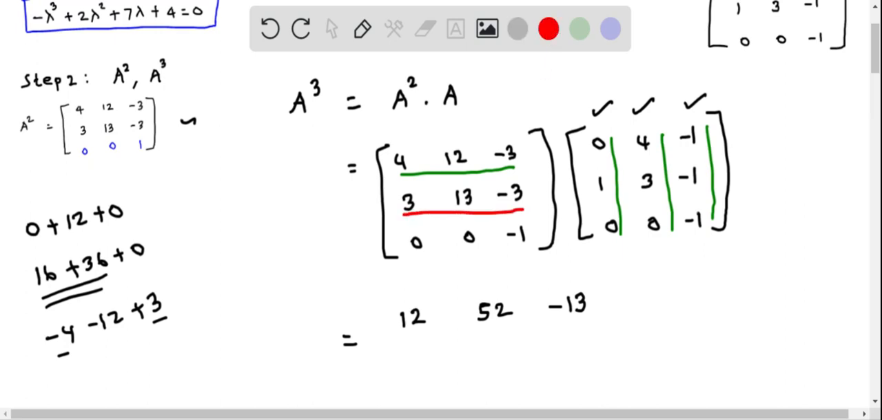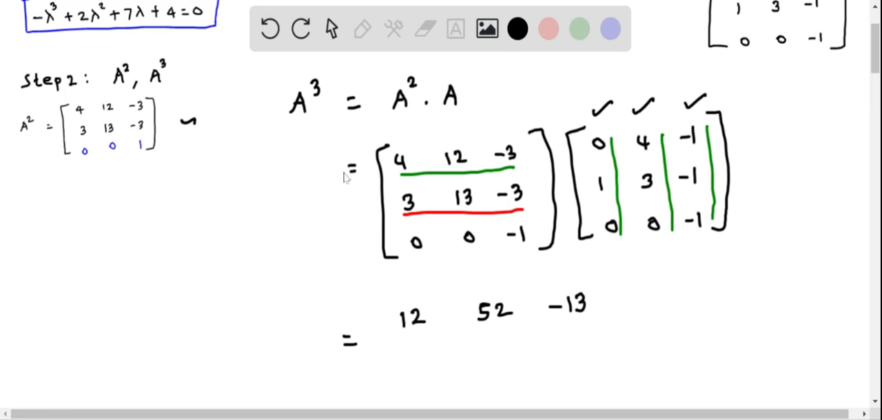Now we move on to the second row of the first matrix. So here we now start off with the first column, that is 4 times, I'm sorry, 3 times 0 is 0, 13 times 1 is 13, negative 3 times 0 is 0. So this is 13. Now let's move to the second column. 3 times 4 is 12, 13 times 3 is 39, negative 3 times 0 is 0. So this is 12 plus 39 is 51.